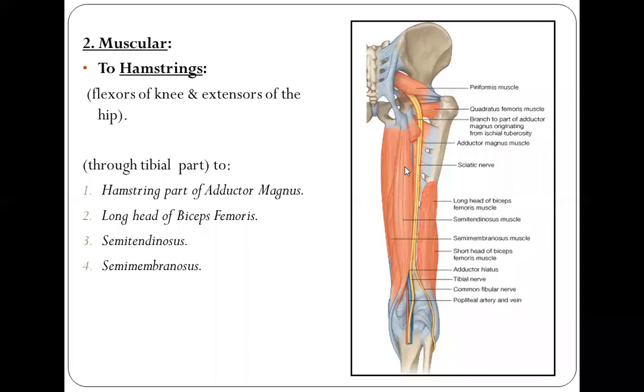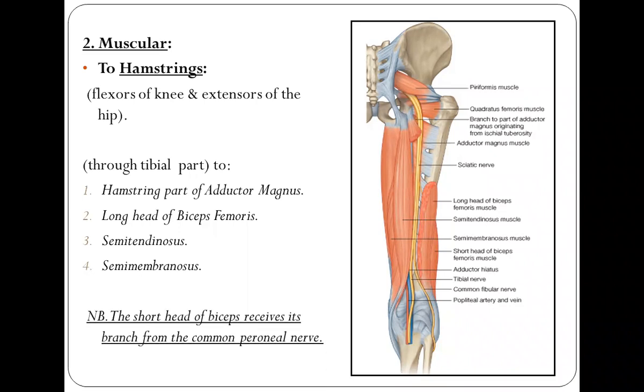Look at its relation to the sciatic nerve in the thigh. The bulk of the hamstring muscles are medial to the sciatic nerve. So the medial side of the sciatic nerve gives more branches to the hamstring muscles, whereas from the lateral aspect of the sciatic nerve, there is a branch which goes to the long head of biceps.